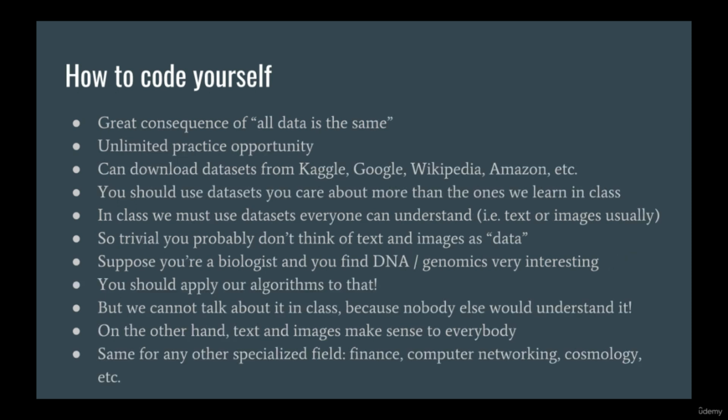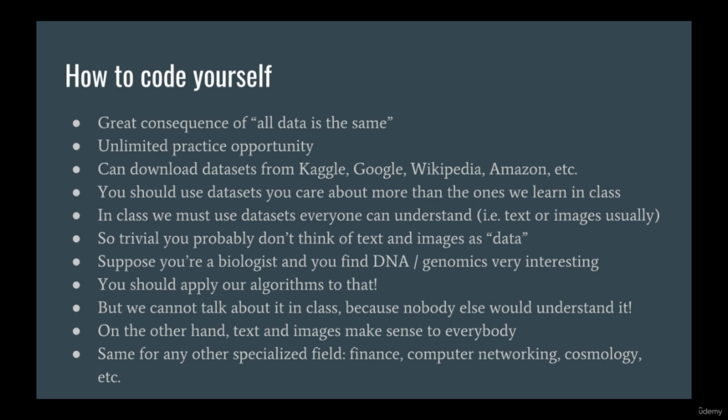One great consequence of all data is the same is that there is an unlimited amount of practice opportunity for you. You can download datasets from Kaggle, from Google, from Wikipedia, from Amazon, or from anywhere else and try the algorithms you learned. What this means is, let's say you have a dataset you care about more than something we do in class. See, in class we have to use datasets that everybody can understand. For example, text and images. Everybody should know what text and images are. Text and images are just fundamental data types on the web. You probably don't even think about the fact that text and images are data because it's so trivial. In any case, we work with text and images a lot because everybody understands them.